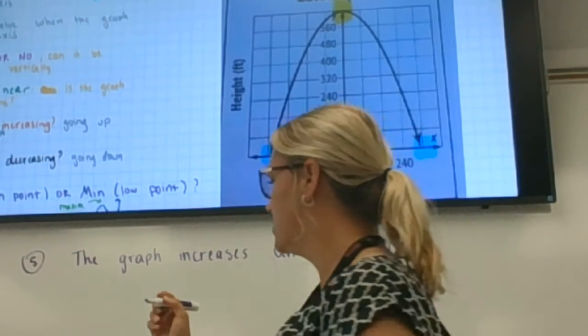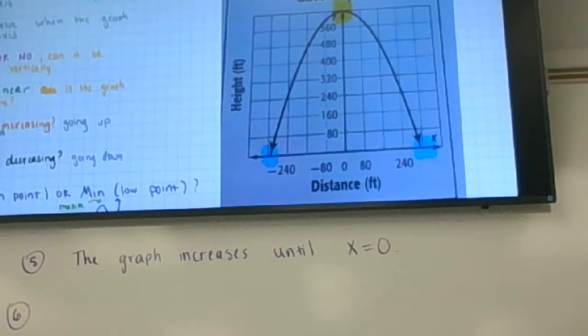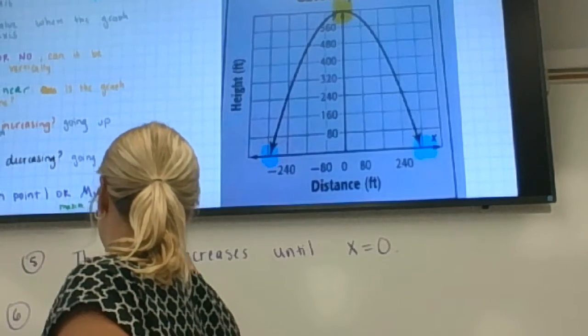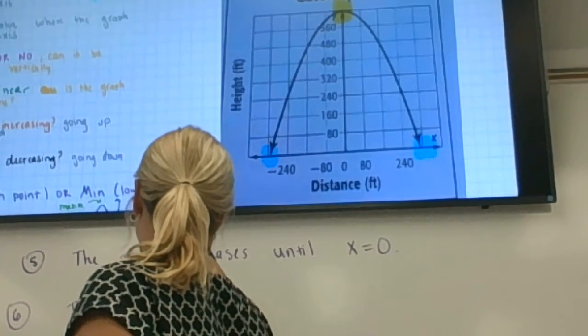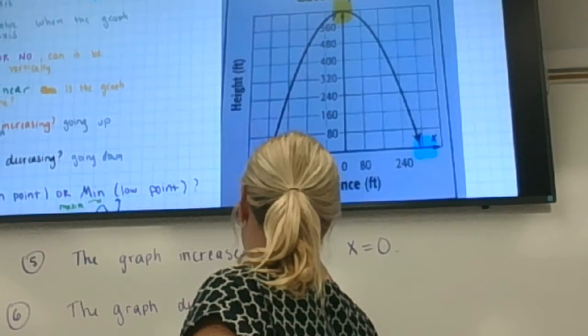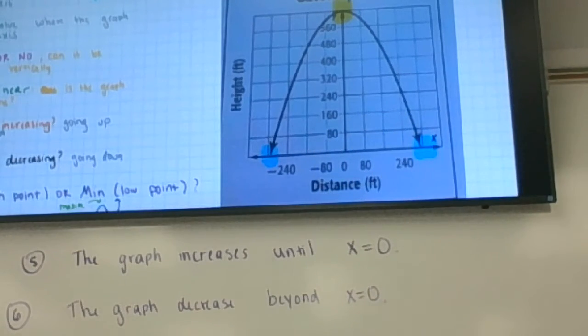What's the next one? Who could describe for me where the graph is decreasing? The graph decreases beyond x equals 0. Everything beyond x equals 0, the graph is then going downward. Decreasing.